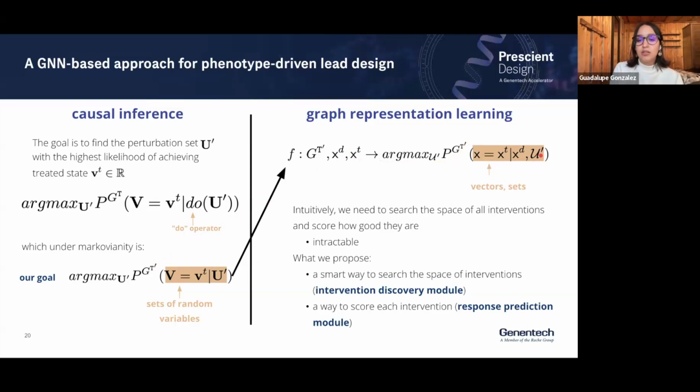So here, the reason why we say we jump into graph representation learning, or why we use GNNs, is because we have to compute probabilities over a graph. And what this means is that each node's value depends only on the parents. And we know that GNNs transform representations based on the values of the parents. So this seemed like a very natural way of translating this into graph representation.